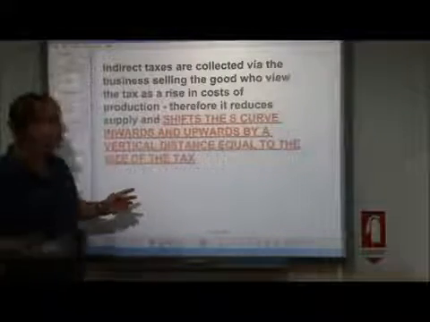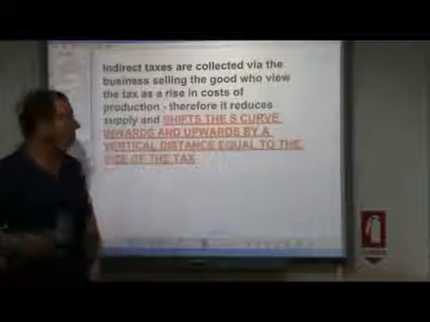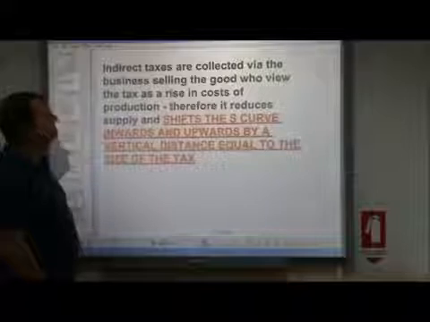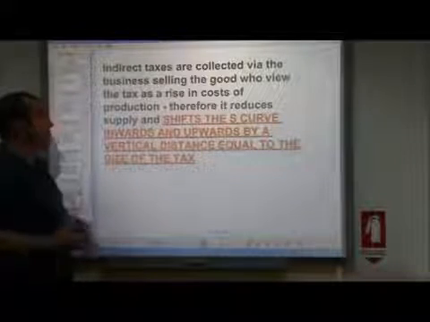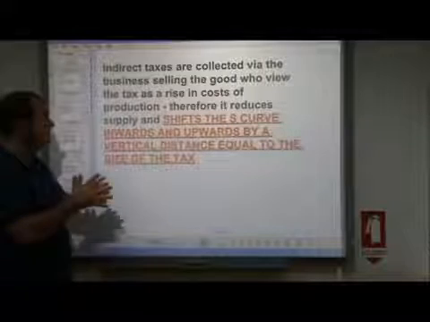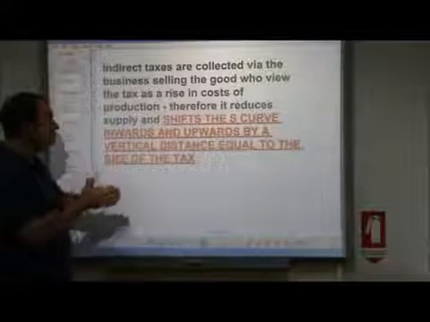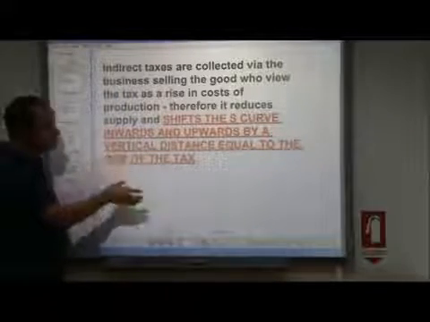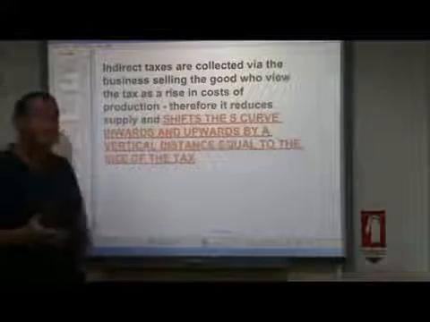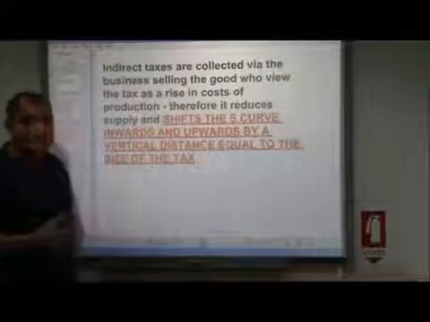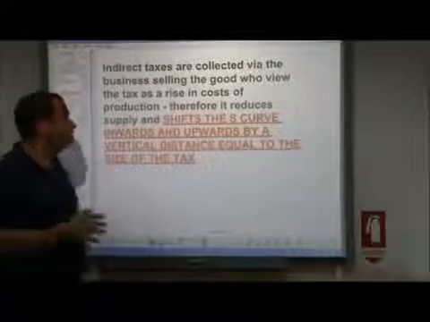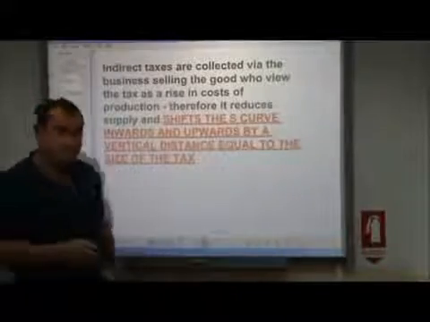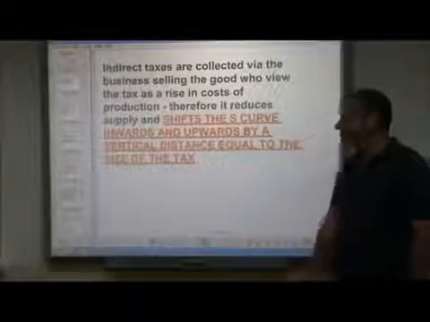Well, this must be important. I put it in really bright red, capital, underlined. Yes, it's very important. Indirect taxes are collected via the business selling the good, who view the tax as a rise in the costs of production. Therefore, the indirect tax reduces supply and shifts the S-curve inwards and upwards by a vertical distance equal to the size of the tax. Okay? Pause your video and read that 5 times because it's so important. It's just so important. Let me get out of the way and you'll be able to pause.